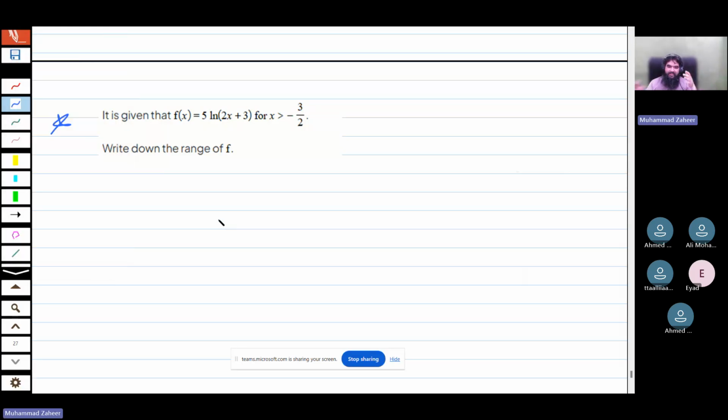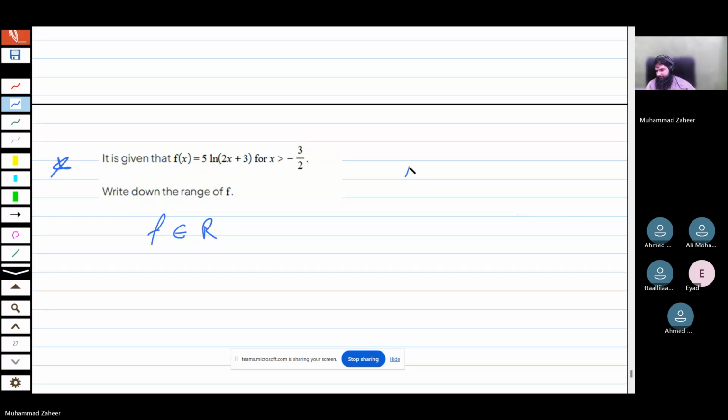So this means that the output is going to be all positive numbers and all negative numbers. So we have to say that the range of f belongs to the real numbers, which means the output of this function is all real numbers.